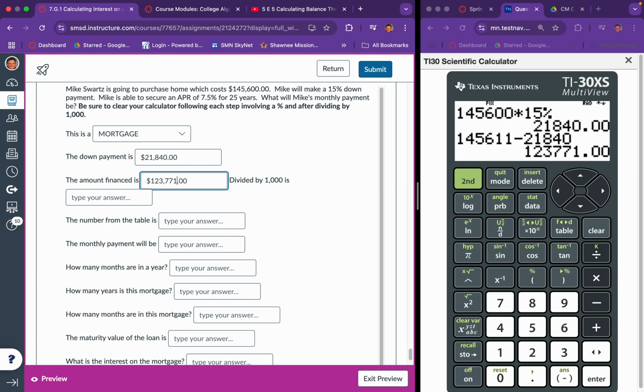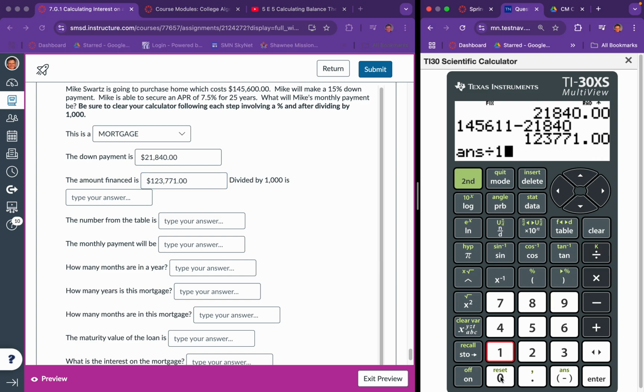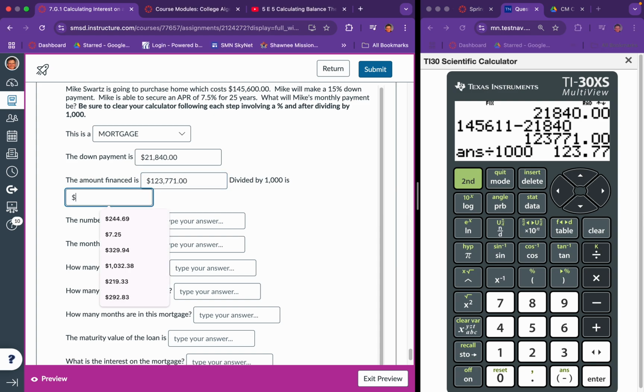So 123,771.00. If you divide that by 1,000, it's just like moving the decimal place to where the comma is. So it'd be 123.77. If you don't trust yourself to do that, go divided by 1,000, and you're going to get 123.77. So right here, you're going to have 123.77.